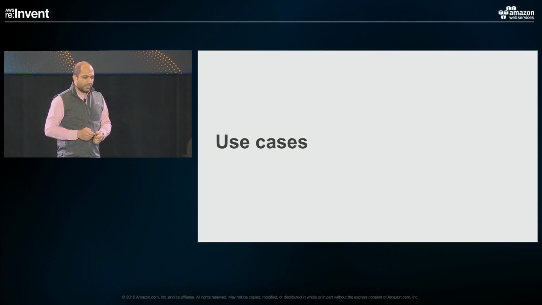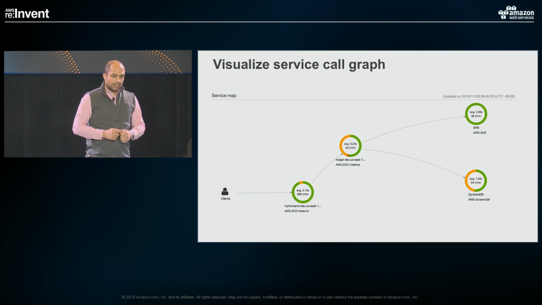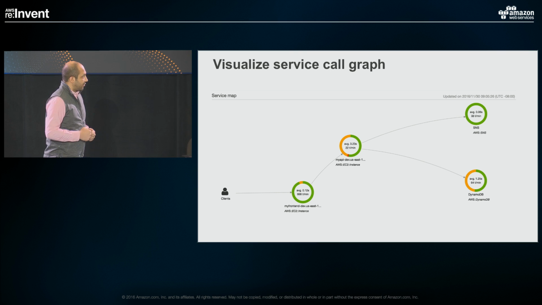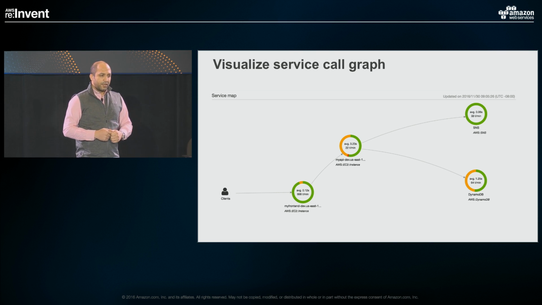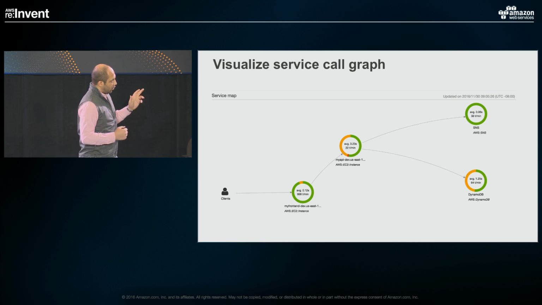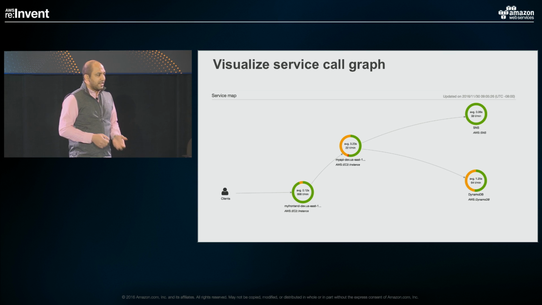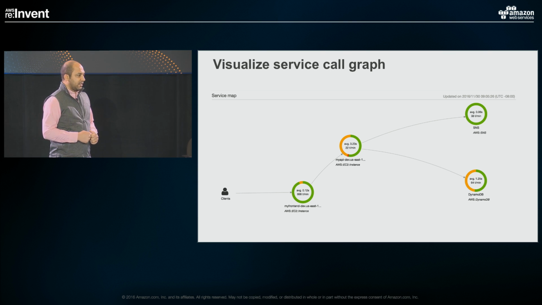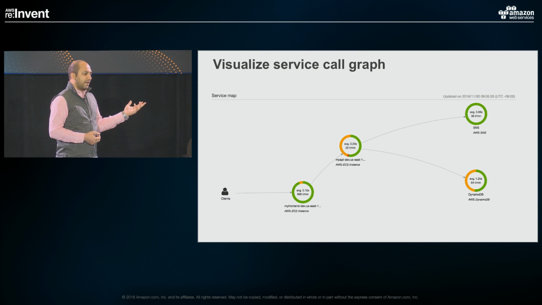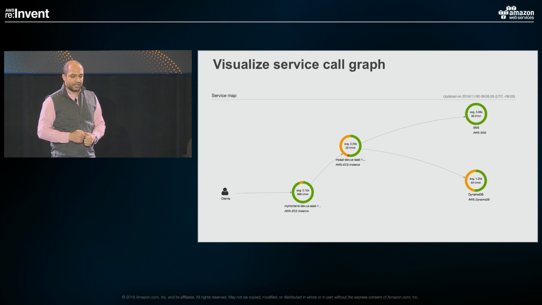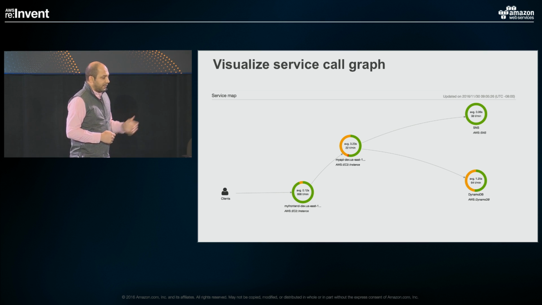So let's look at the use cases. The first use case is obviously visualizing the call graph. In this example, you can see I have a 2-service system. I have a front end that has an API. And the API is using the SNS service from AWS to send notifications. And then we also have a DynamoDB table that we're writing data to.